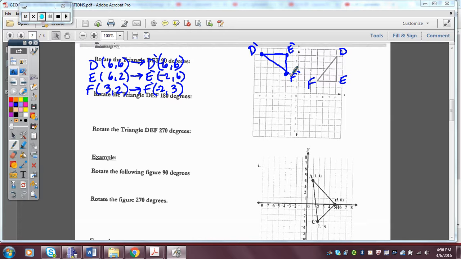So now let's rotate this 180 degrees. So on D double prime, E double prime, and F double prime, I take D prime, flip it, take the opposite of the first term. Take E prime, flip it, take the opposite of the first term. Take F prime, flip it, take the opposite of the first term. So now I'm good to plot.